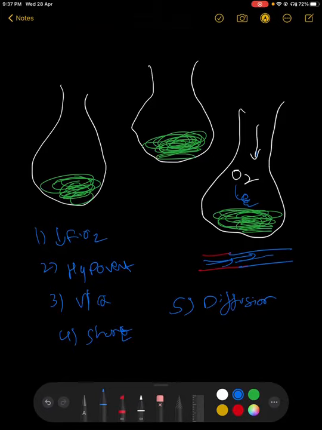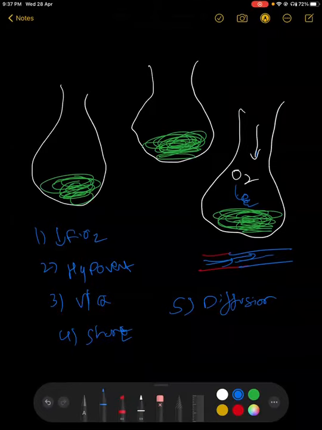Now, how does the diffusion defect happen? Simple. There is so much fluid here, so oxygen cannot diffuse properly. Carbon dioxide has more diffusion capacity than oxygen, so it can easily escape in these patients, whereas oxygen will get stuck here, resulting in a diffusion defect. So how to differentiate each one of these things?